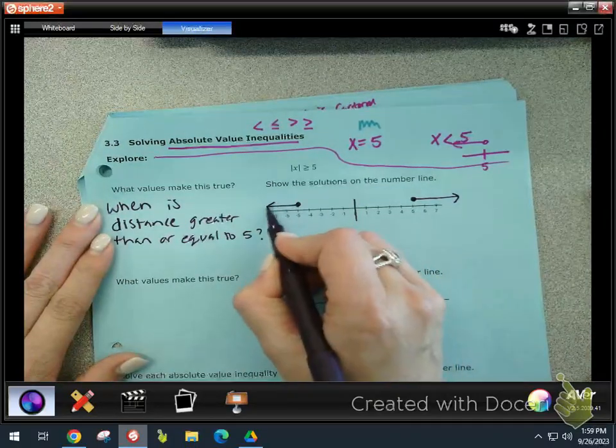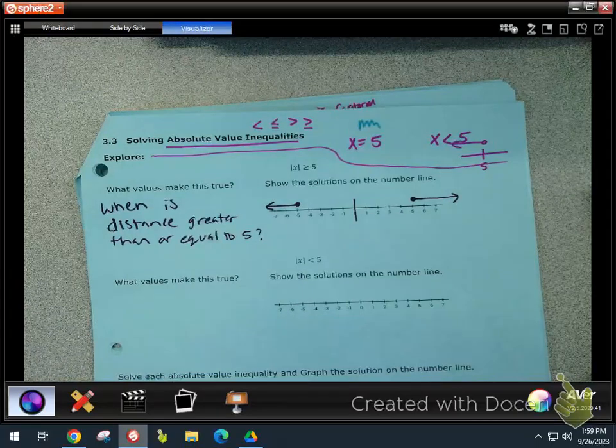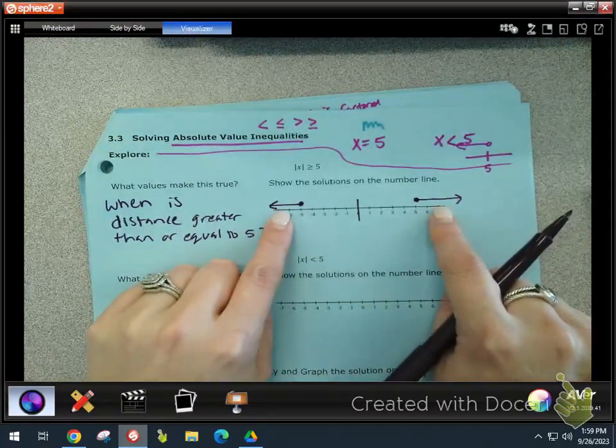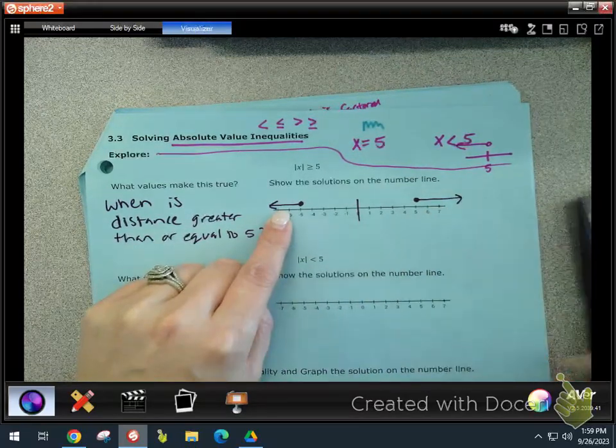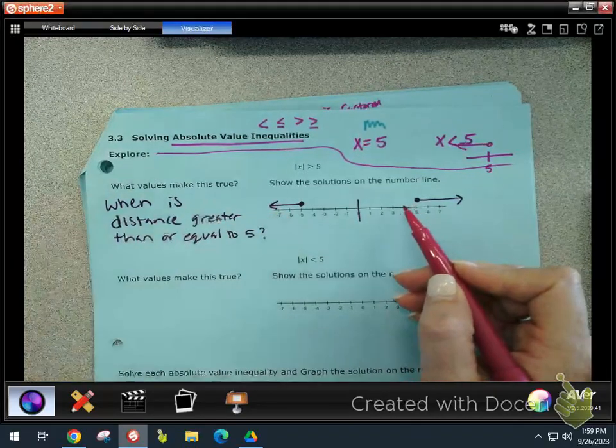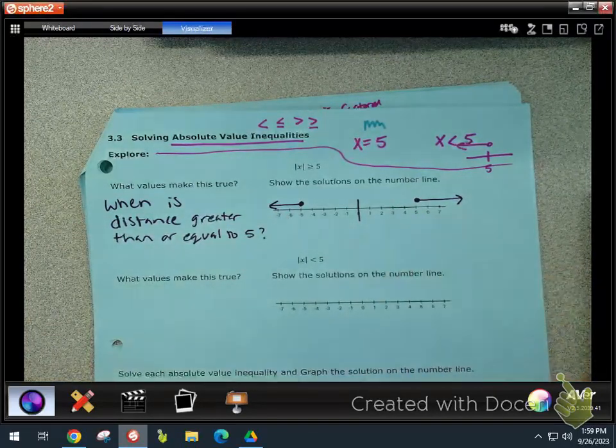Less than negative 5. Okay, that distance is going to be bigger as well. So I've got 2 different intervals that I can be greater than or equal to 5. So that's how I would graph that. Here's how you would write your solution sets for that.